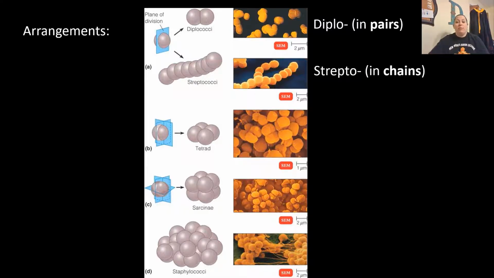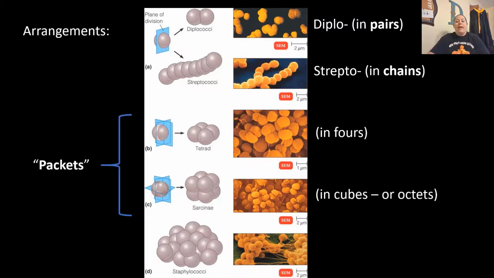We also have the strepto. Strepto means it's in a chain. And if you look here, we have a chain of those circular cells. So this is streptococci. Now, sometimes they'll come in these kind of packets or groups, and we see that a tetrad is going to be in fours, and a sarcina is going to be in cubes or octets. The last one is staphylo, and staphylo means grape-like clusters. And so in this case, you have a cluster of these round cells, so it's called staphylococci.